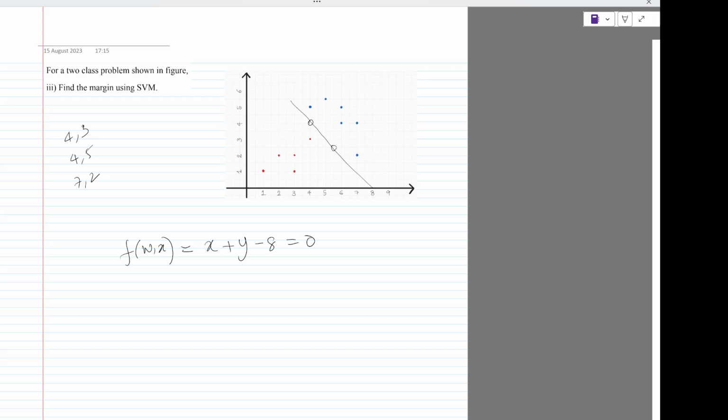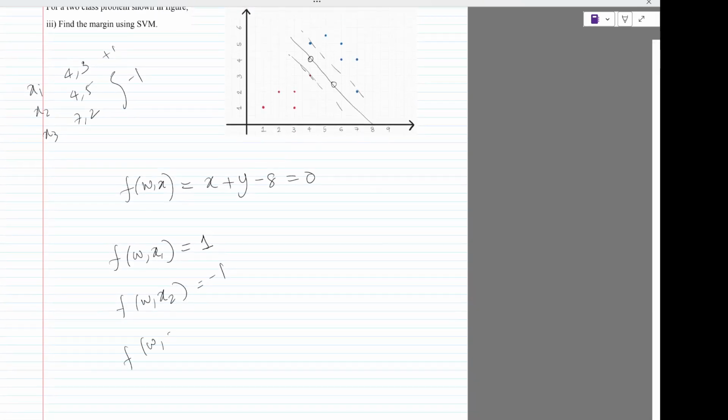So when I substitute a given class, they should lie on this point, right? So if this was x1, then f of w comma x1 should be equal to 1 for, let's say, this point x1, x2, x3. This is plus 1 and this is minus 1, and f of w comma x2 should also be equal to minus 1. So let's just see if this happens.